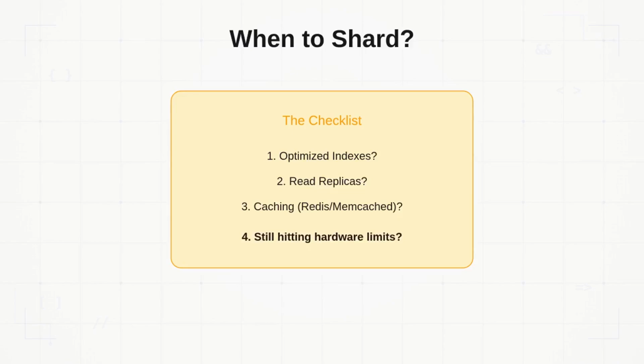Use it when your write volume exceeds the capacity of the largest possible machine, or when regulatory requirements, like data residency, force you to keep certain users' data in specific geographic regions. Sharding is a tool for billion-user problems, not thousand-user problems. Build for the scale you have, but keep your schema flexible enough for the scale you want.